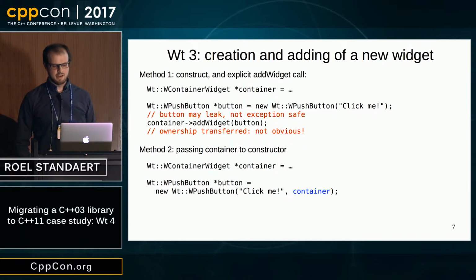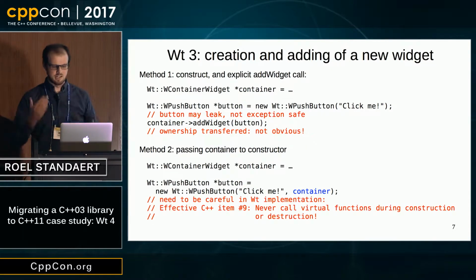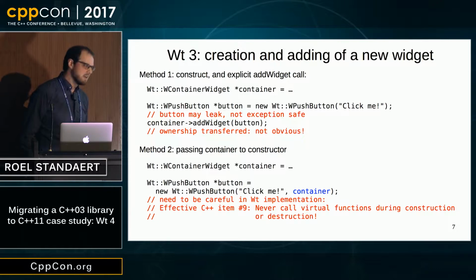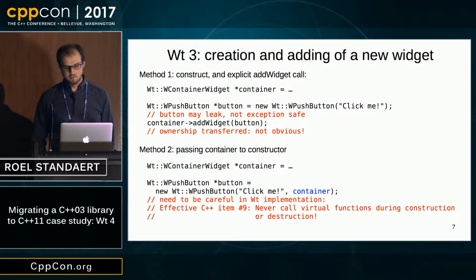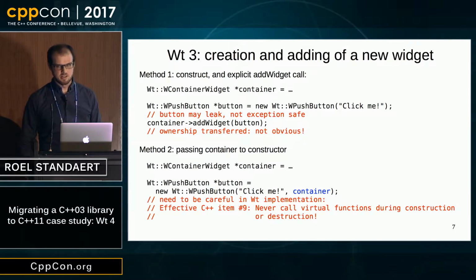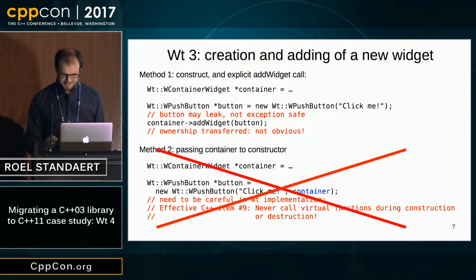But the problem with that is we'd have to be really careful in the implementation of this addWidget code because we couldn't assume that it was a fully instantiated widget yet. So we definitely had a few bugs related to that. It's also mentioned in Effective C++ that you shouldn't call virtual functions during construction or destruction, and there were places where we were doing that and we had to eliminate that. So it was already very clear what we had to do with method number 2. We had to just scratch it.